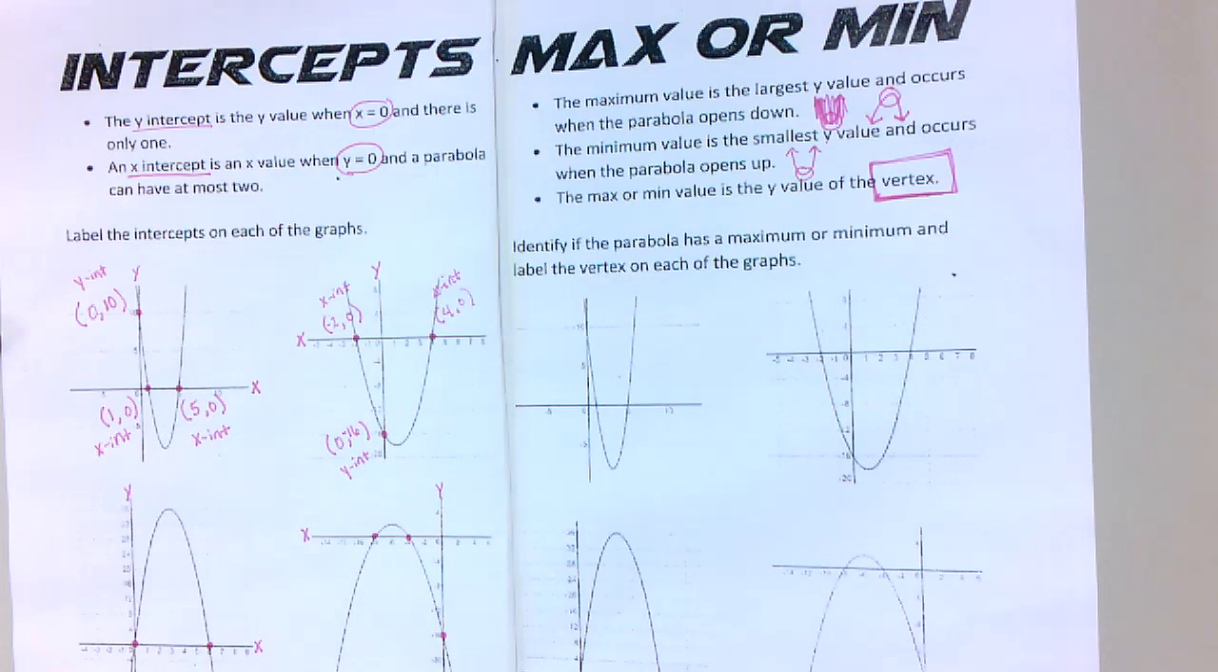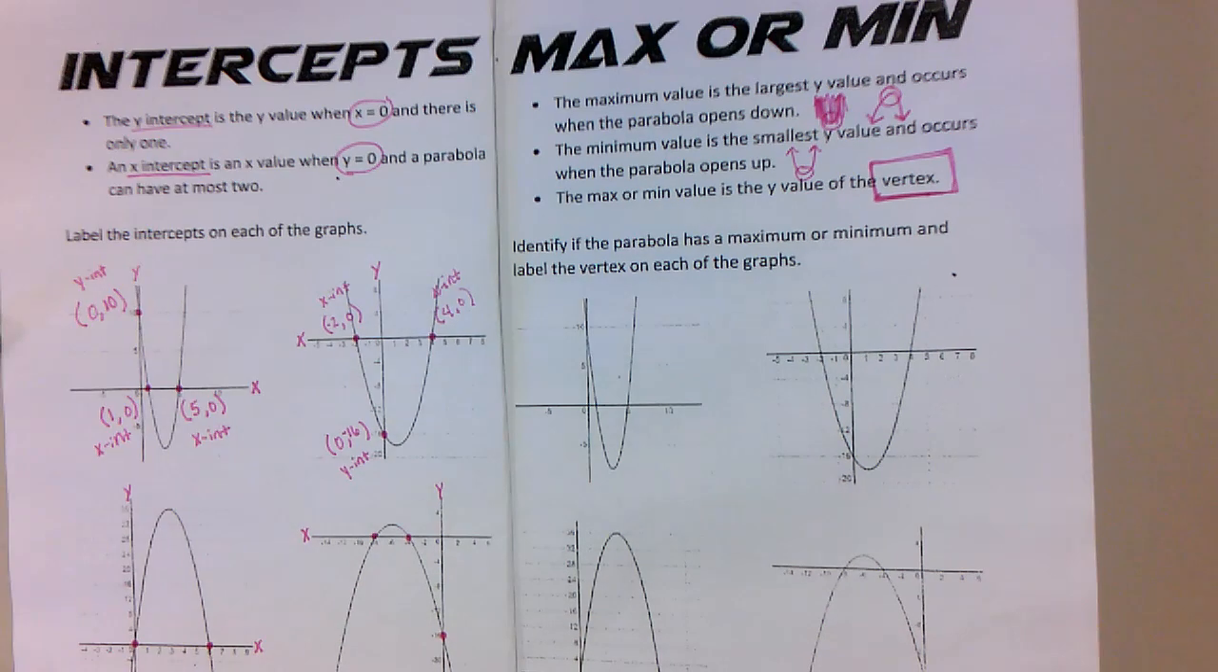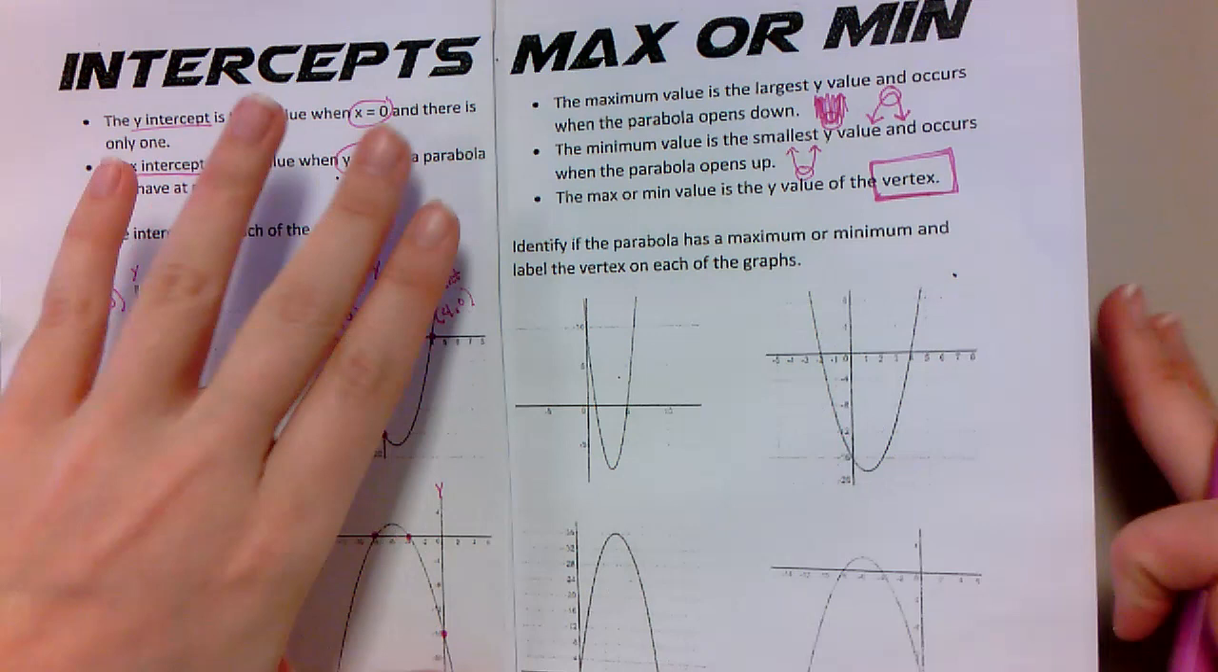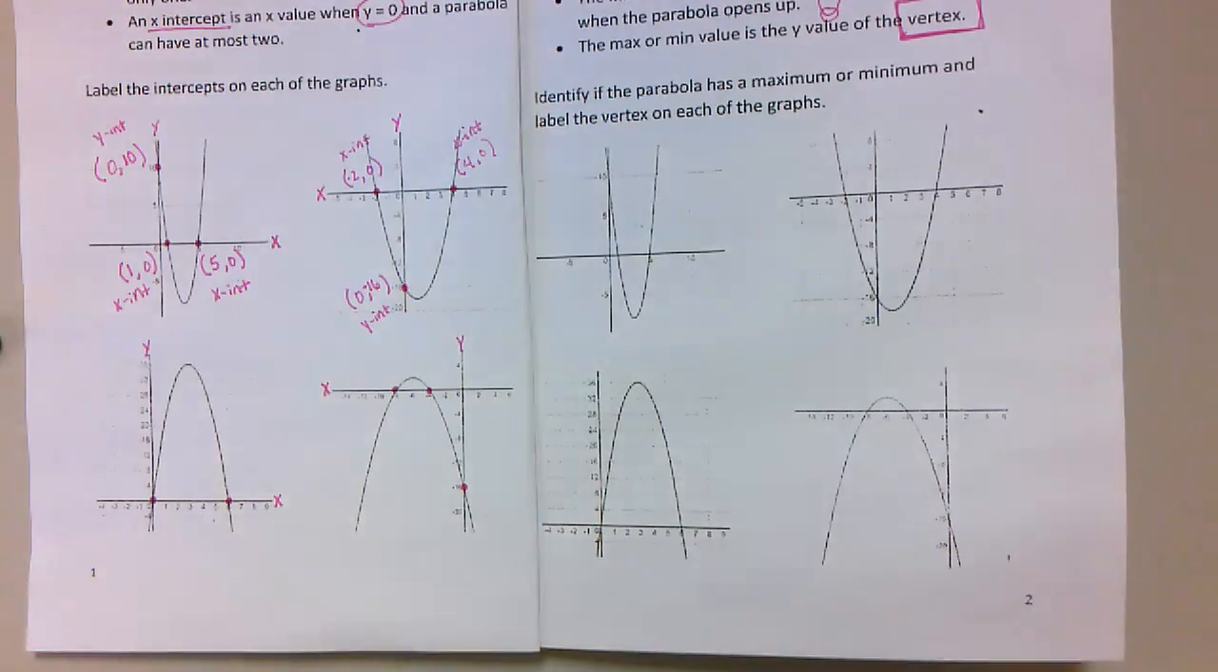So if I say, what's the maximum or the minimum of this parabola? Whenever you tell me that point, you are also telling me the vertex. The vertex is the highest or lowest point on a parabola. So they are the same thing. They are literally the same.